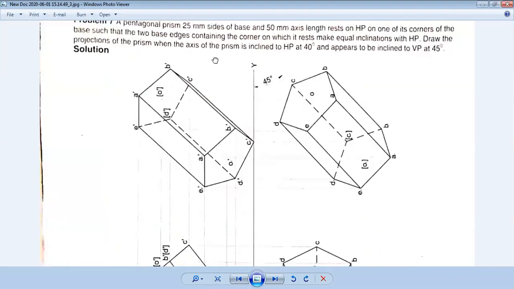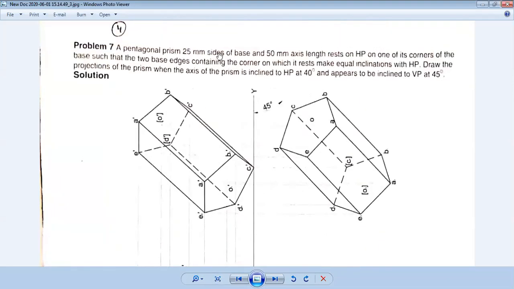So I will just detail this problem. A pentagonal prism of 25 mm sides of base, 50 mm axis length, rests on HP on one of its corners of the base. Two base edges containing the corner on which it rests make equal inclination with HP. Draw the projection of the prism when the axis of the prism is inclined to VP at 40 degree and appears to be inclined to VP at 45 degree. Since appears is there, no need to find out the beta angle. Place the axis on that VP line.